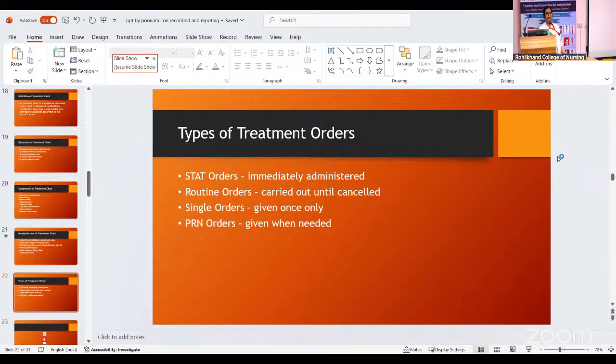Then routine order: after the stat order, it will be converted to a routine order the next day. The doctor will write a routine order. Then single order, given once only. Some medications are given only once. If a patient came for vomiting, and I gave a dose of an antiemetic and the vomiting subsided, is there a need to give it again? No. Likewise, single orders are also there. PRN orders are also there, given when needed, right? Like SOS, some drugs are given like that.